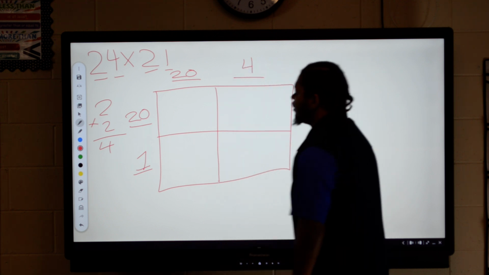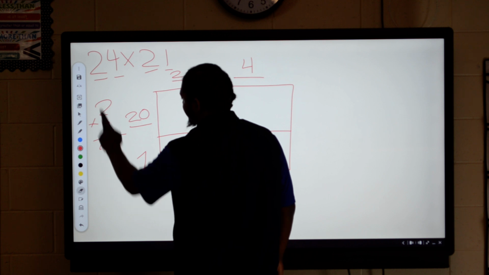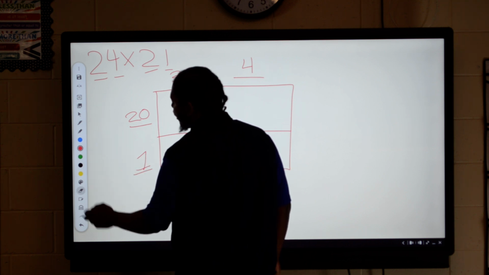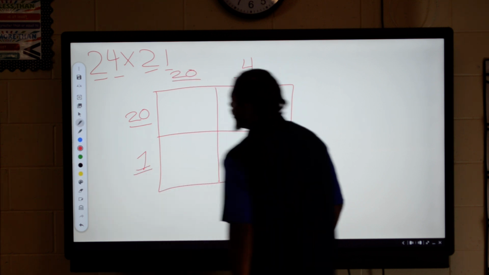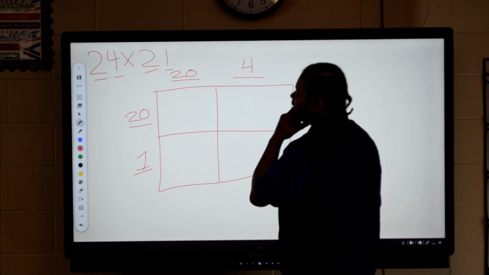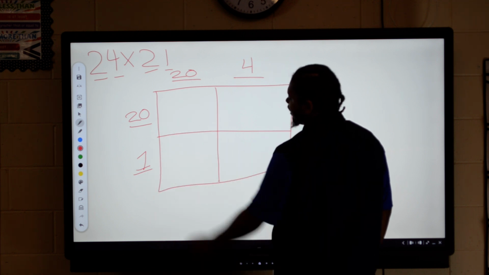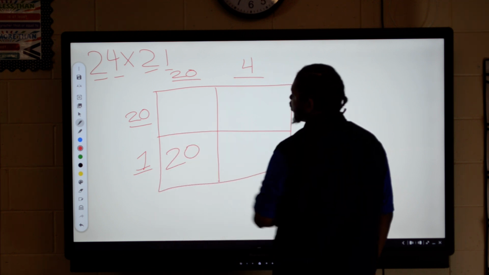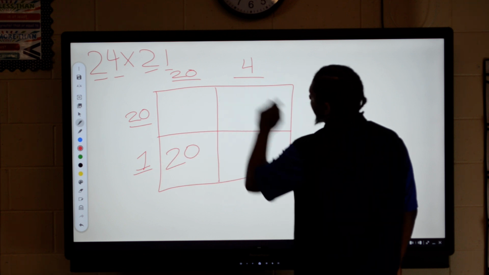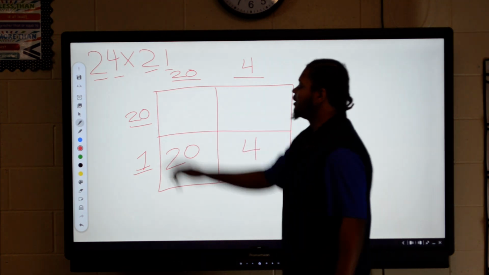Now, for those of you who get tricky with this, I'll help you. Just like in our standard algorithm, you want to take the bottom number and multiply it by everything that you see up top. So let's start with the 1. 1 times 20 is what, class? It's 20. Anything times 1 is itself. So we know that 1 times 4 is going to be 4. Okay? Let's move up to the other one.